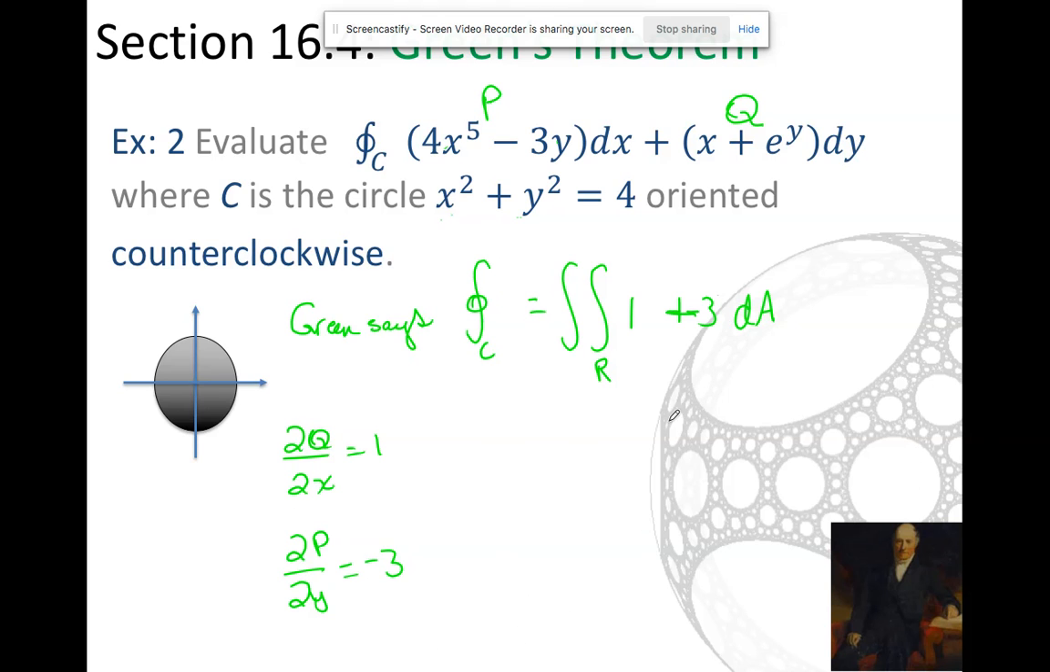So once again, look at what I'm doing here. This is just 4 times the double integral over the region. And what is my region? Circle with a radius of 2.